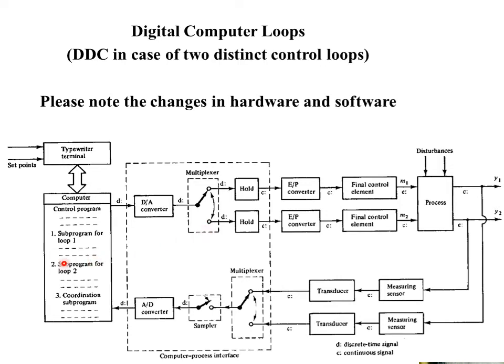This computer also has some changes in the software. Earlier it had only one control program. Now it has two programs, one control program for loop 1 and one control program for loop 2. So when it is controlling loop 1, you can see the signal is connected.